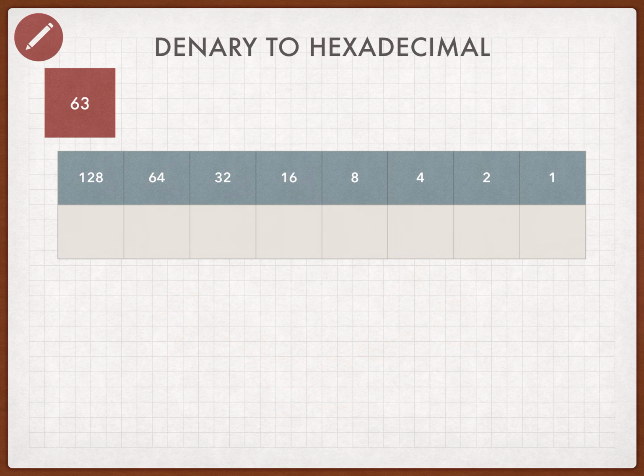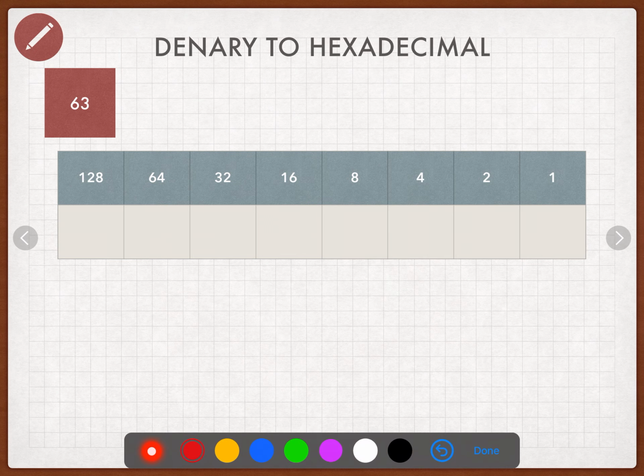Have a go at converting 63 on a piece of paper. Pause the video and I'll feed back to you shortly. We begin by writing 63 as a binary number. We don't have 128 or 64. 32 and 16 make 48. Plus the 8 is 56, plus 4 is 60, plus 2 gives us 62, and plus 1 gives us 63.